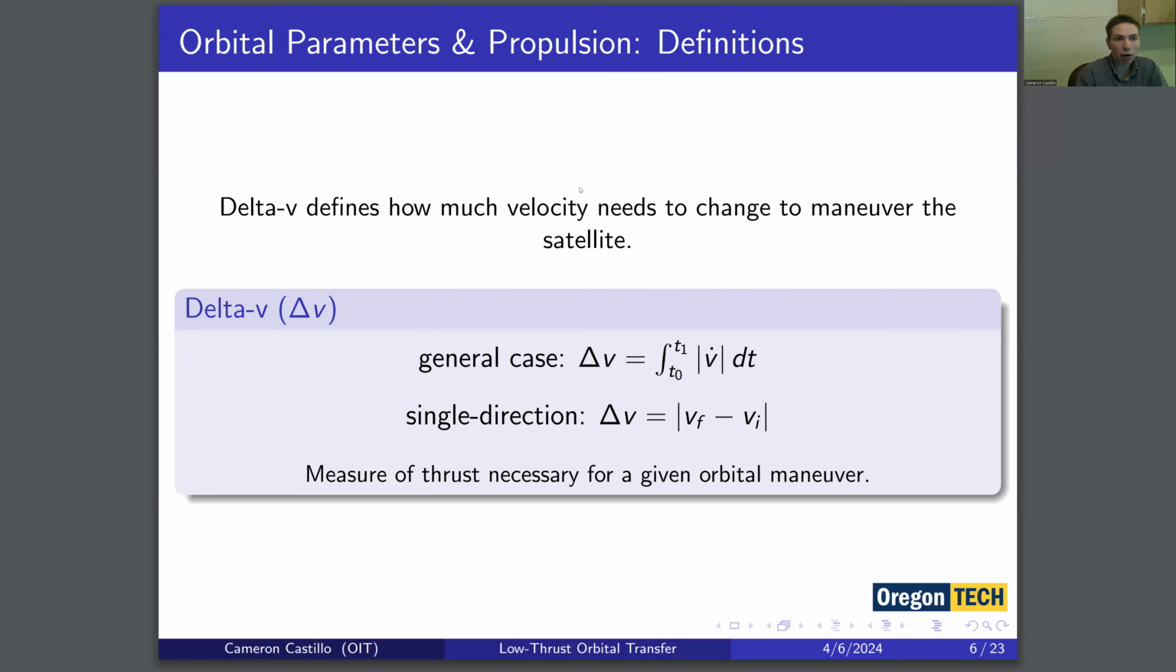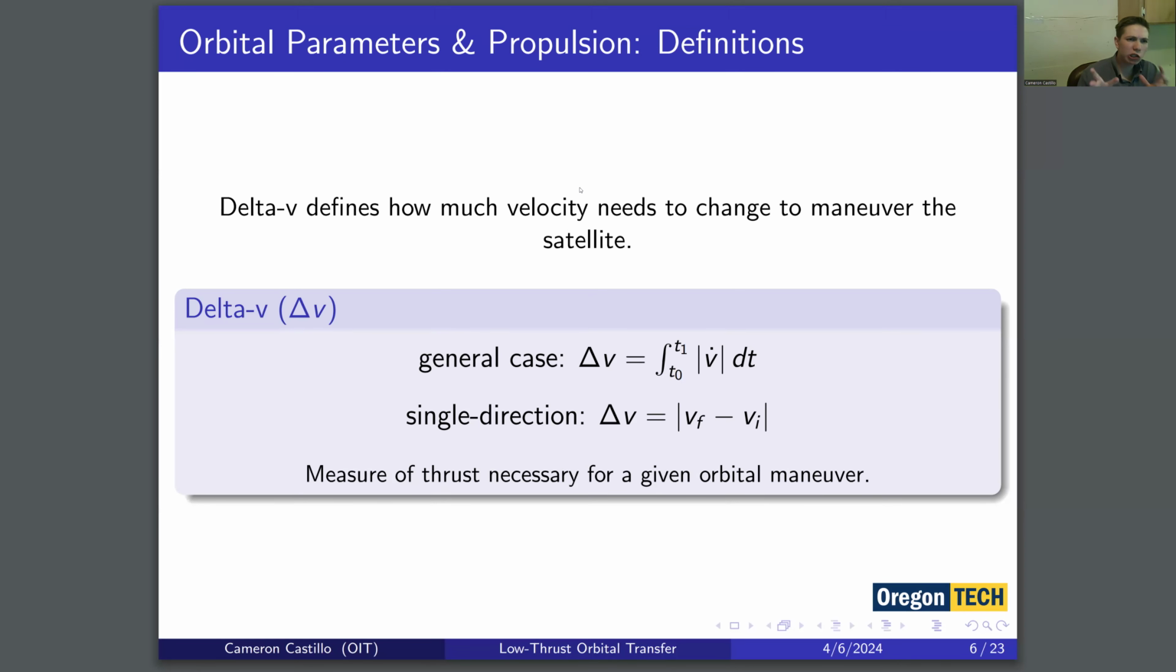One parameter we have to start with, just to make a definition, is delta V. Delta V defines how much the satellite's velocity has to change to make a maneuver. In the general case, delta V is just the integral of the absolute value of acceleration. But in a single direction, it's just the literal change in velocity. There's nothing special about it, but it tells you how big of an impulse you have to put into a satellite to make a given maneuver. And this will become important later.